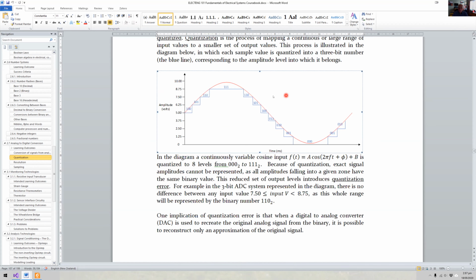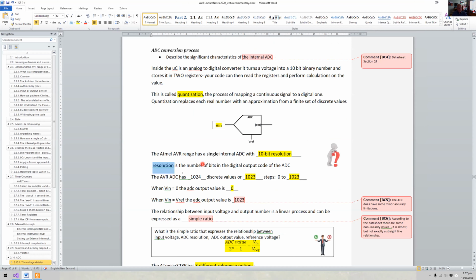This has a resolution of 3 bits. It has a voltage resolution of 1.25 volts, right? Here, we have a 10-bit resolution. So I will tend to try and distinguish between resolution by saying resolution or voltage resolution, just to be clear about that.